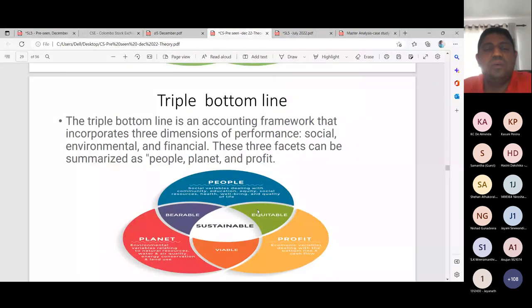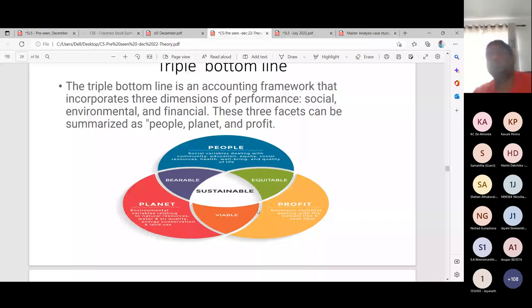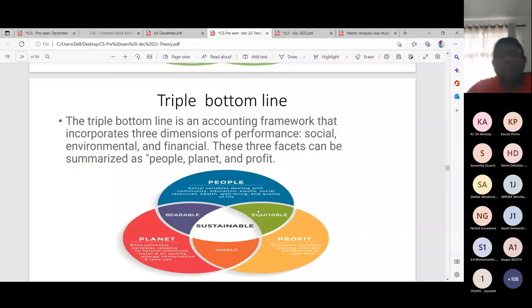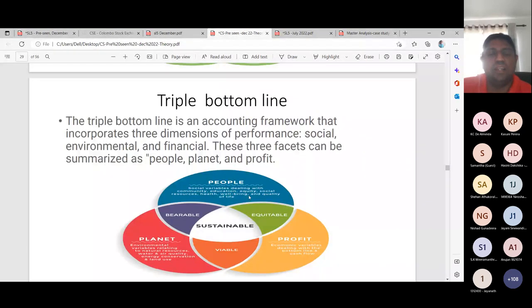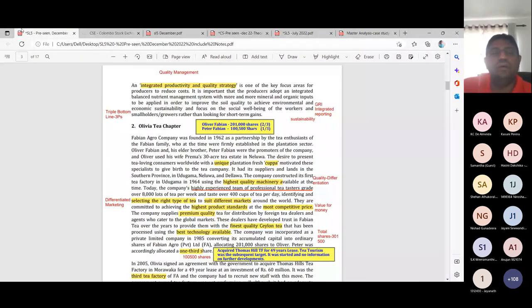So triple bottom line, you know about this triple bottom line. The sustainability aspect is incorporated here. We look at three aspects: people, planet, and profit. Now, here it says environmental. Environmental means the planet aspect. So we want to protect the environment. We want to protect the water. We want to ensure the air quality. And we want to ensure proper land use. We want to preserve the natural environment. Those are one set of aspects. Then here they talk about economic sustainability, the profit aspect.